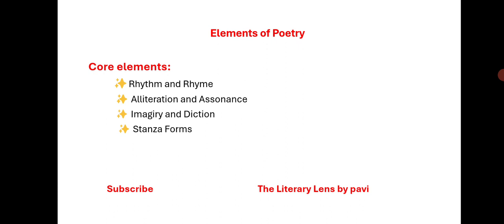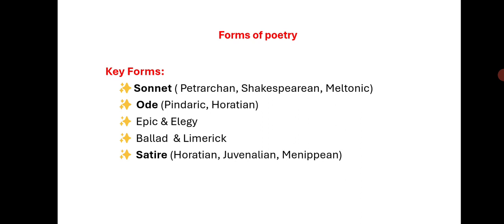Next, stanza forms. The forms of poetry. The key forms of poetry are many. The first one is sonnet. Sonnet is a 14 lines poem that often focuses on love. Petrarchan, Shakespearean, Miltonic are the kinds of sonnet.